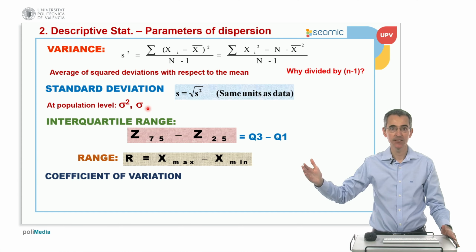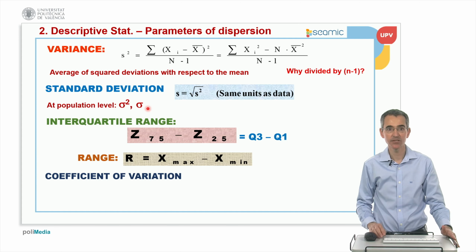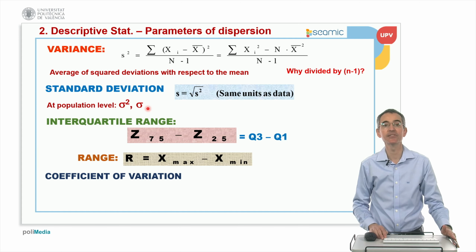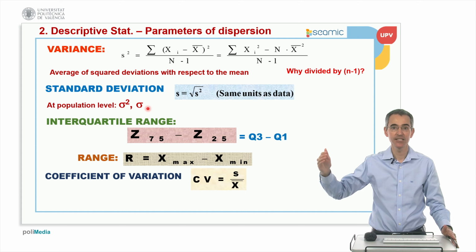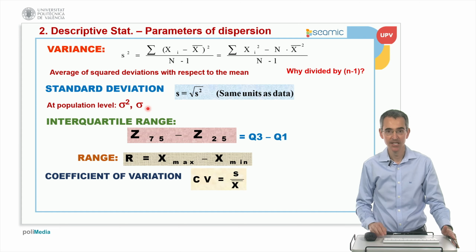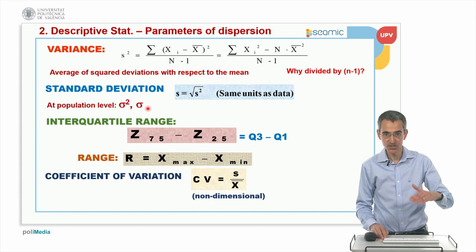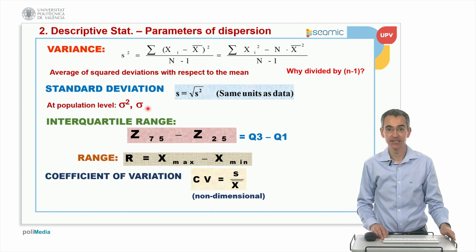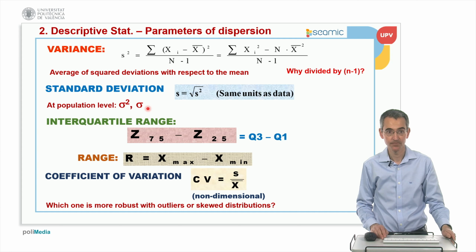And now another parameter of dispersion is called the coefficient of variation. It is the ratio between the standard deviation divided by the average. The advantage of this is that it has no dimensions. So we can change the dimension and the value does not change.